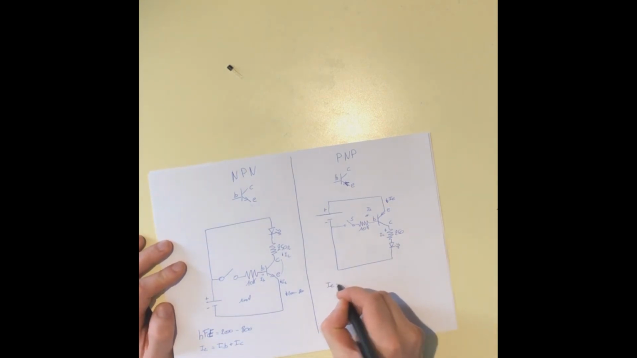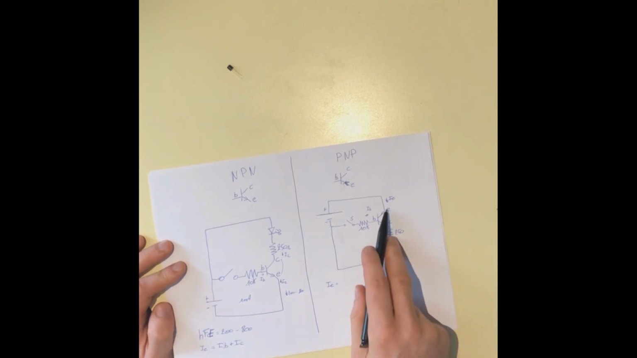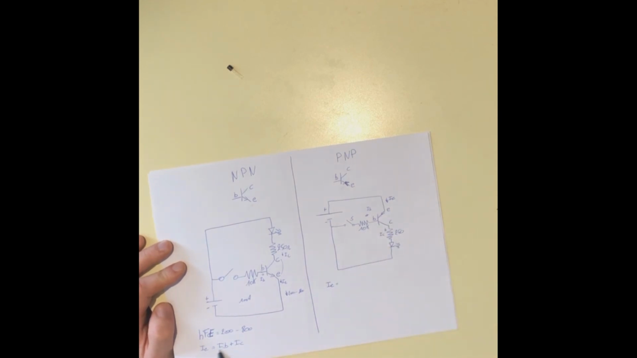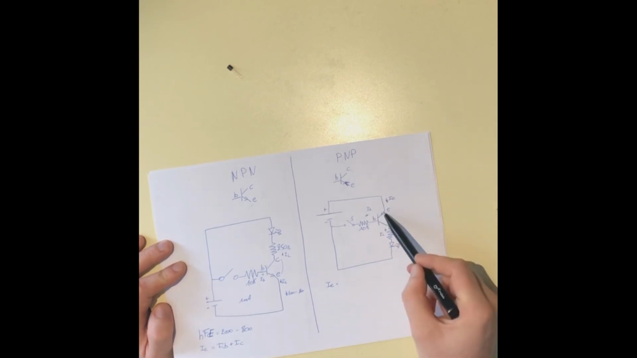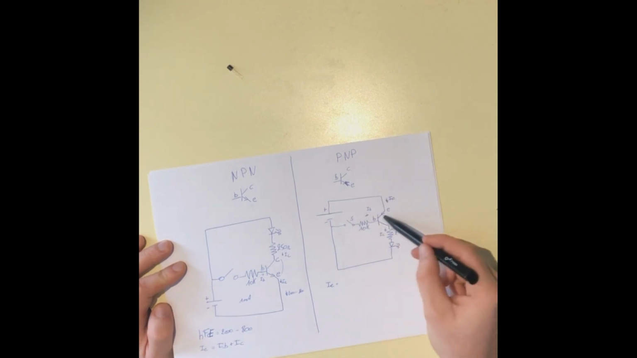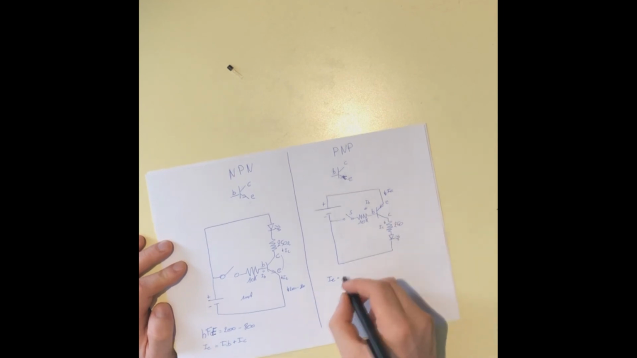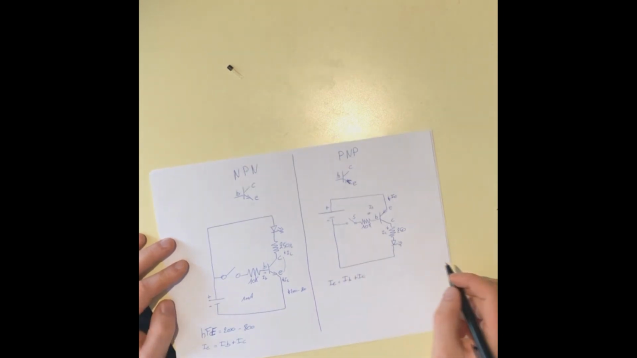The current of the emitter follows the same formula as for the NPN, because the total current has to pass here, a little bit goes to the base, and the rest goes to the collector. So we can say that the current of the emitter is equal to the current of the base plus the current of the collector.